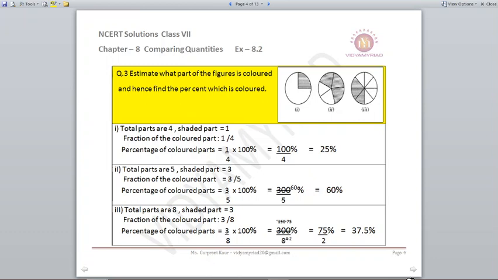Number 3. Total parts are 8 and shaded parts are 3. So fraction becomes 3 upon 8. Multiply with 100%. It will be 300 upon 8%, which will give you 75 upon 2%. Converted into decimal, 37.5%.